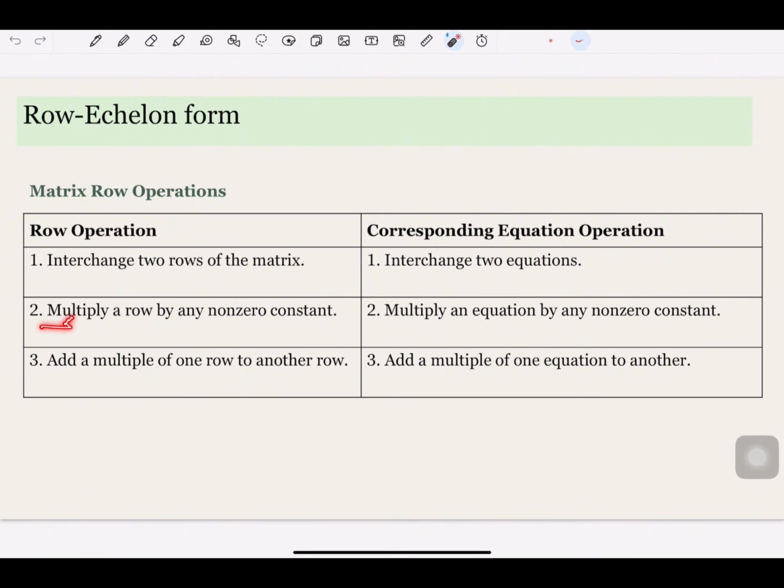The second operation is to multiply a row by any non-zero constant. This is like multiplying both sides of the equation by a number to make the leading coefficient 1. A very common step when we are aiming for row echelon form.